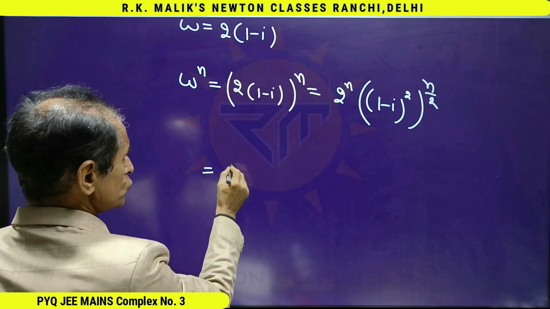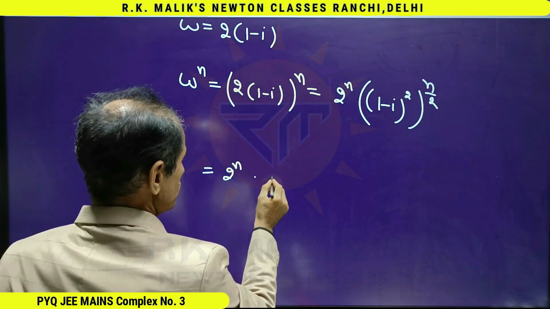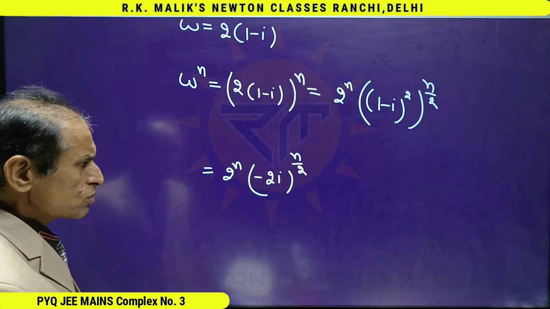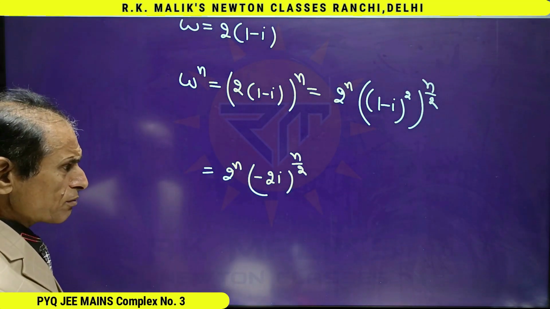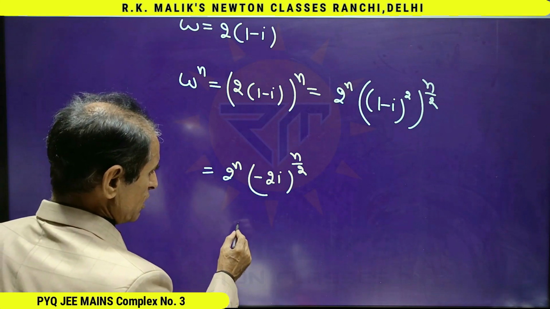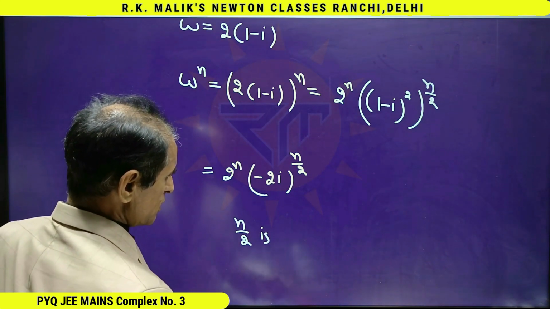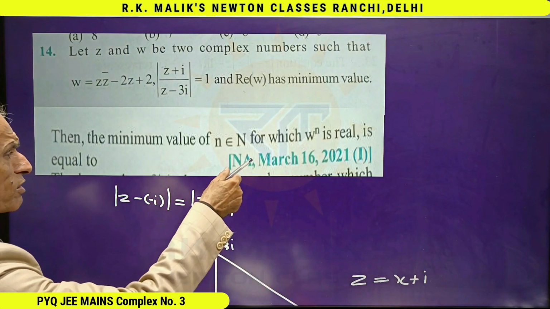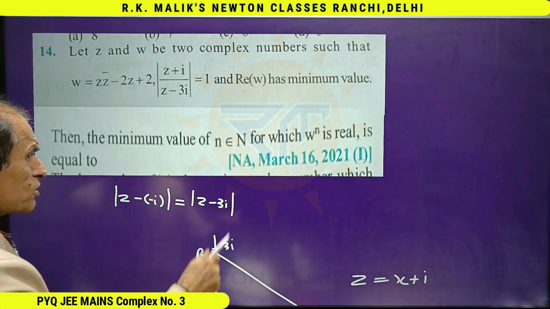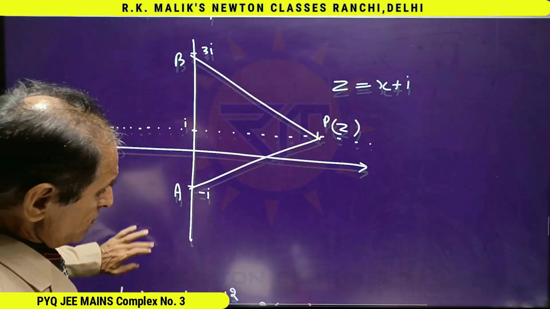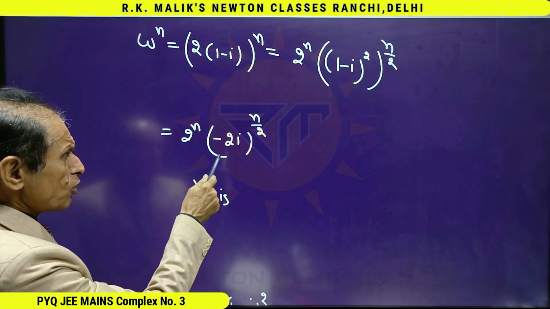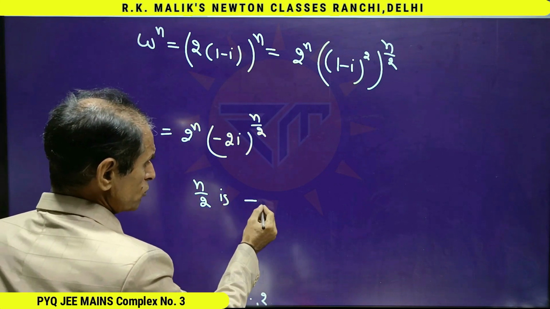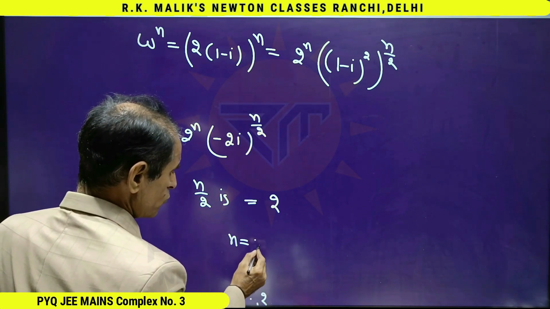This is equal to 2 to the power n into (minus 2i) to the power n by 2, and clearly this will become real if n by 2 is in the form of 2, 4, 6, etc. But we wanted the minimum value of n so that w to the power n is real. Hence clearly the minimum value of n so that it becomes real is when n by 2 is equal to 2, that is n is equal to 4.